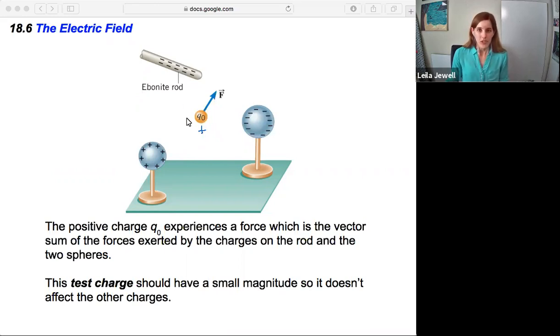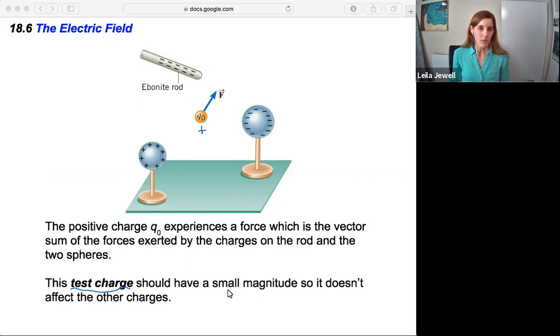Now, this Q0 is a random charge, but we're going to instead make it more general and call it a test charge. So a test charge is going to be a general term, and it's something that allows us to test the environment so that we could say, if we put a small positive charge here, what kind of force would it experience?